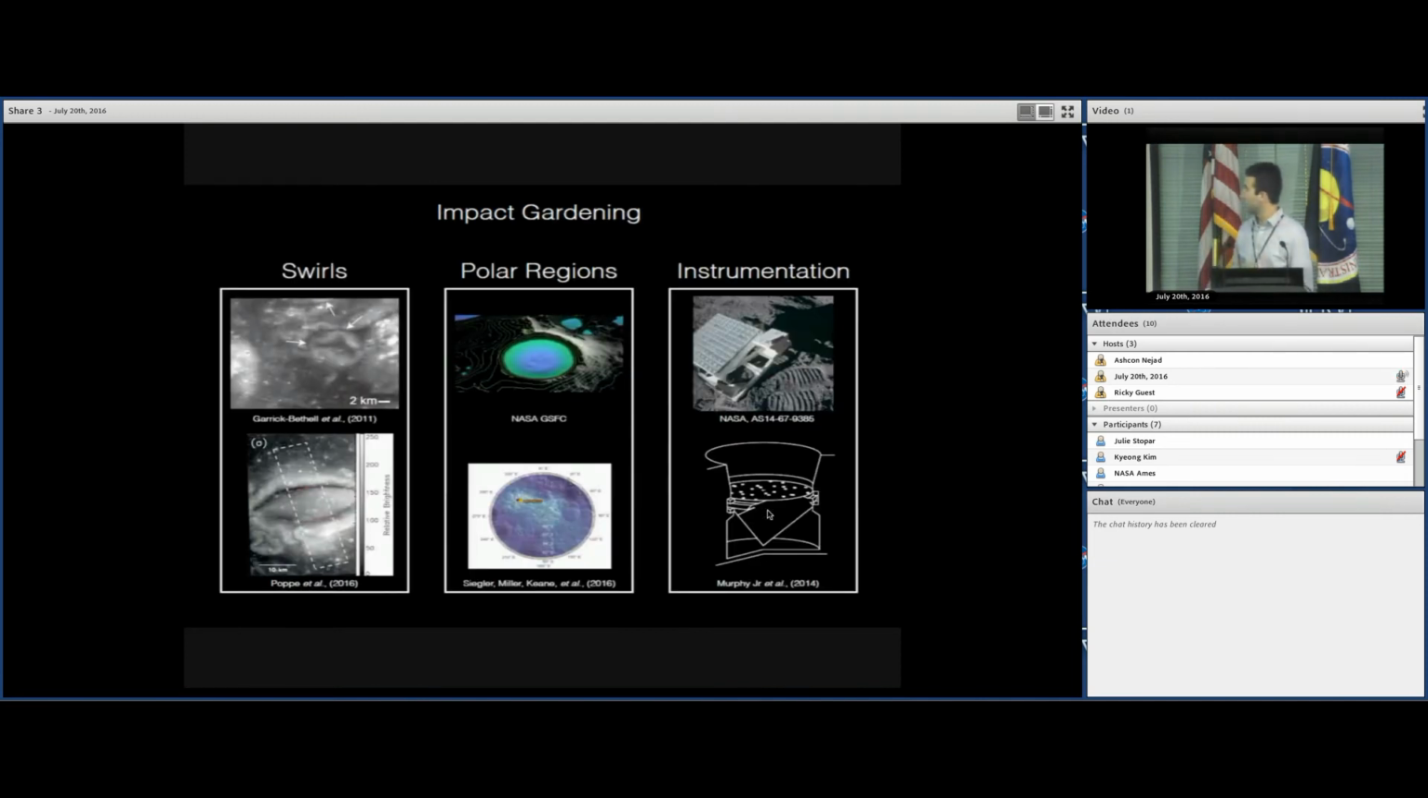And so today's talk is focused on what happens when impacts kick up the dust from the moon and then it rains back down in a process called impact gardening. This is relevant for a couple different issues on the moon. I've highlighted three of them here.